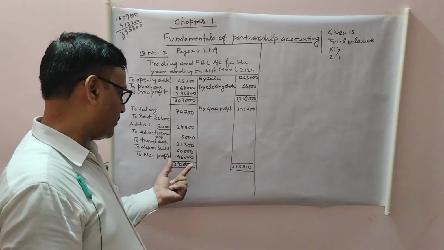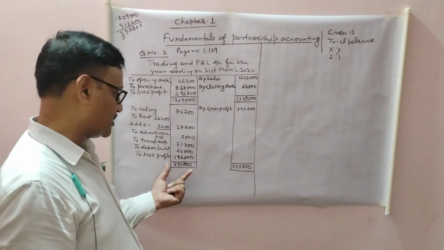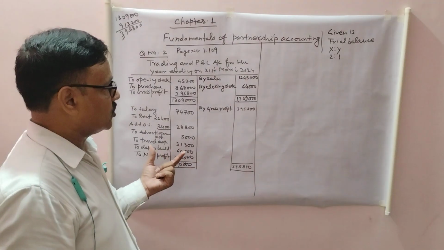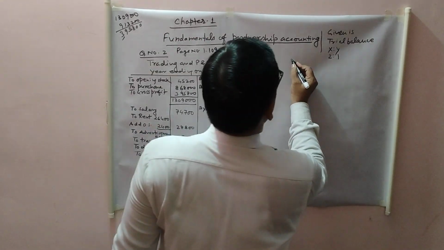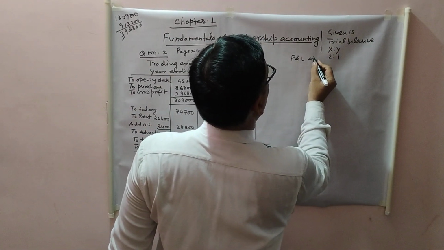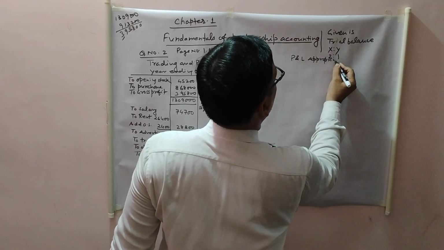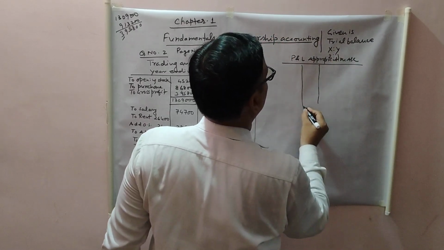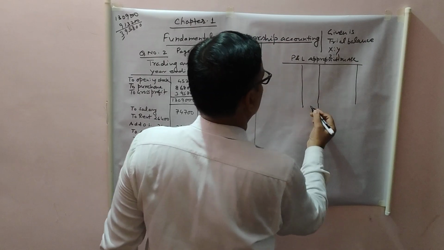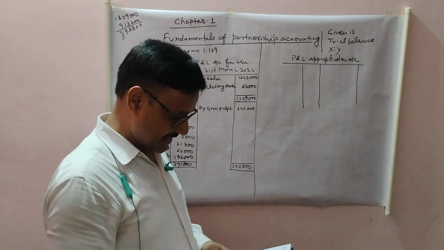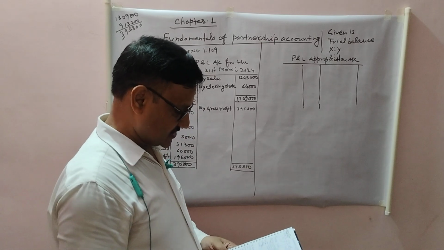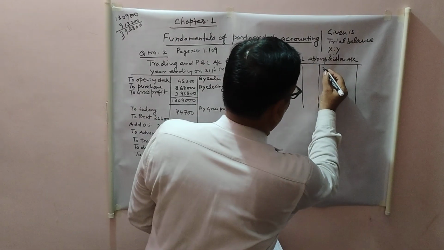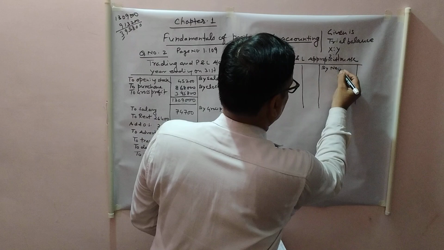Whatever payment in the form of salary, commission, interest on capital is to be paid, that will be deducted from this amount, and then the rest of the amount will be divisible profit. So we will prepare profit and loss appropriation account. Let us see what are the items that are payable to partners. First of all, we will transfer this net profit to PL appropriation account. So we will show here by net profit.